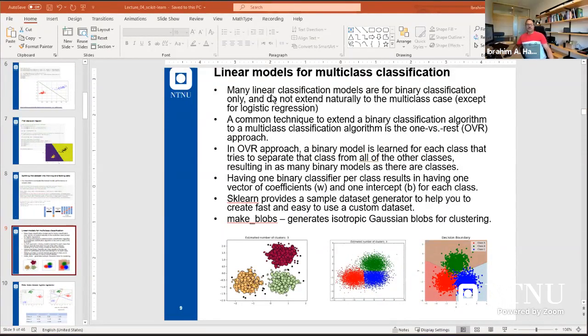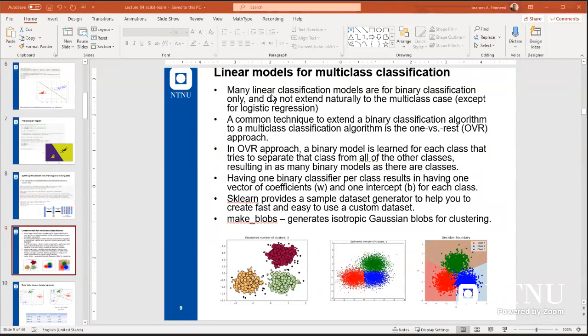We can do it for only 2 classes, but if you want to do it for multi-class, we need to use a trick. This trick is called one versus rest. One versus rest is a common technique to extend the binary classification algorithm to a multi-class classification algorithm. We call it OVR, or one versus the rest.